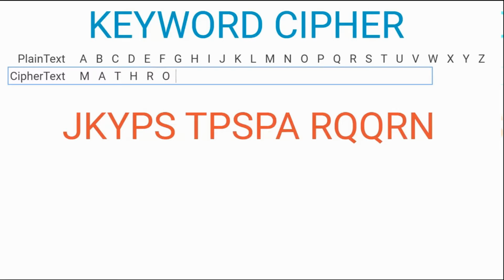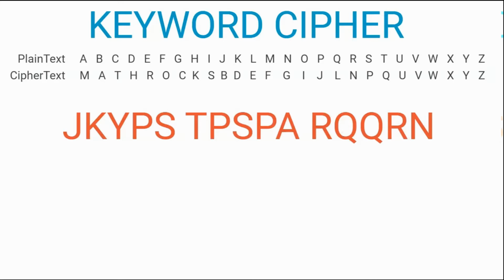The keyword to decipher this test is "math rocks," and we write that in first. Then we fill the rest in with the alphabet in order, skipping the letters that were used in the keyword. Finally, we can match the cipher text with the plain text to discover its meaning.